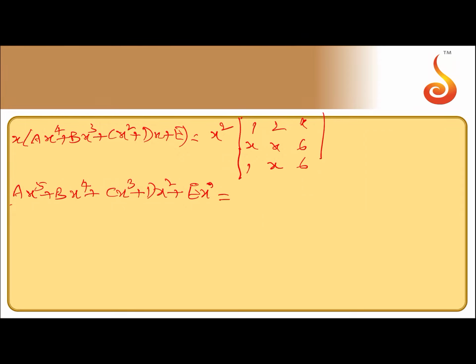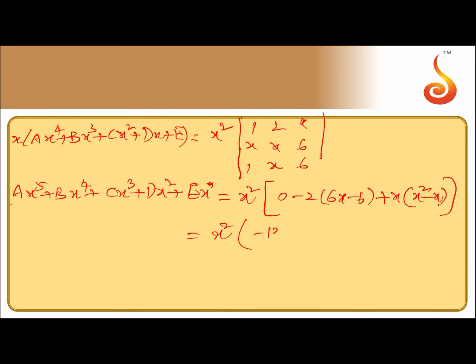And that is equal to x square multiplied by the expansion of this one, which gives us like this. I think it is 1 multiplied by 0 minus 2 multiplied by 6x minus 6, and minus x plus x multiplied by x square minus x. And of course that on simplification gives us x square multiplied by minus 12x plus 12 plus x cube minus x square.